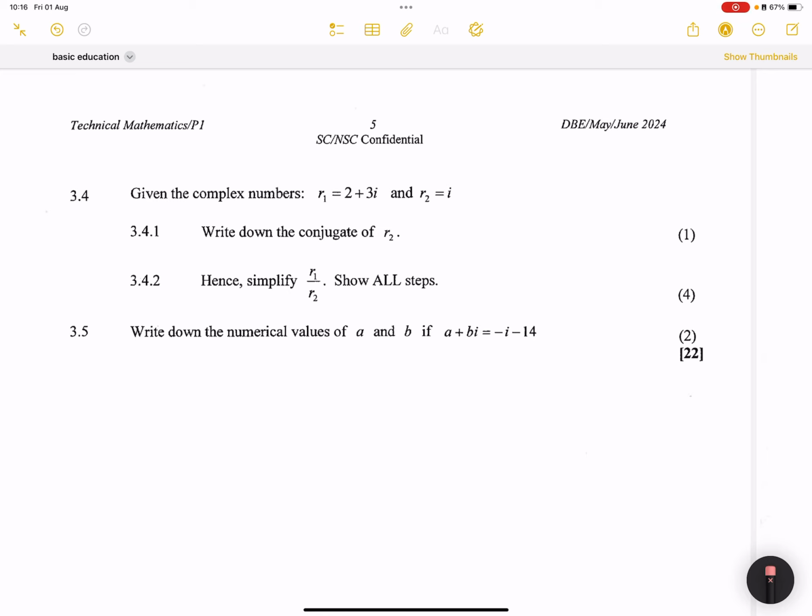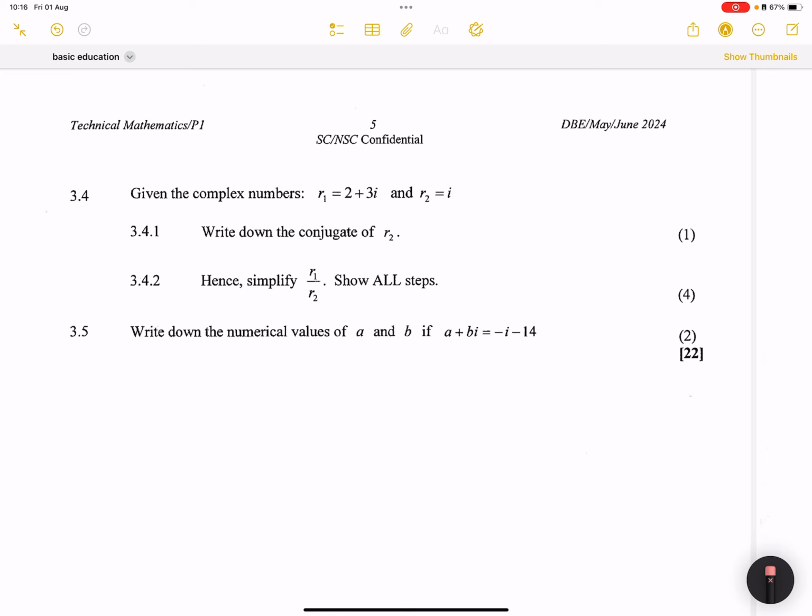All right, so we're on to question 3.4. They say, given the complex numbers R1, which is 2 plus 3i, and R2, which is i, write down the conjugate of R2.